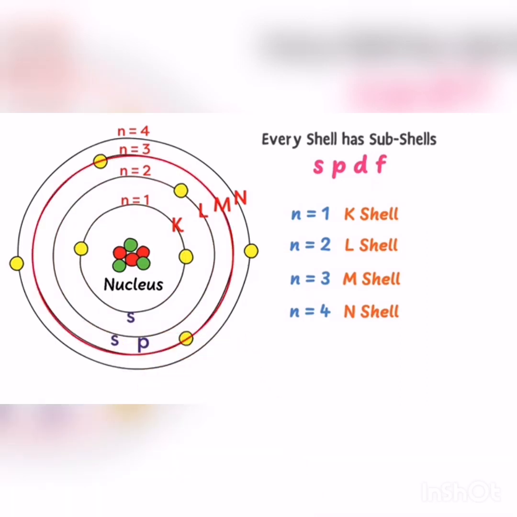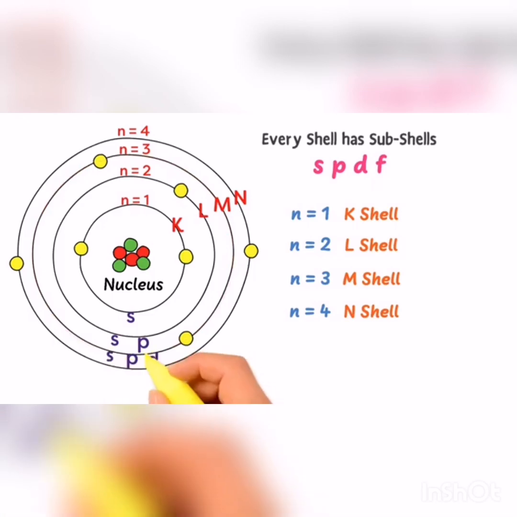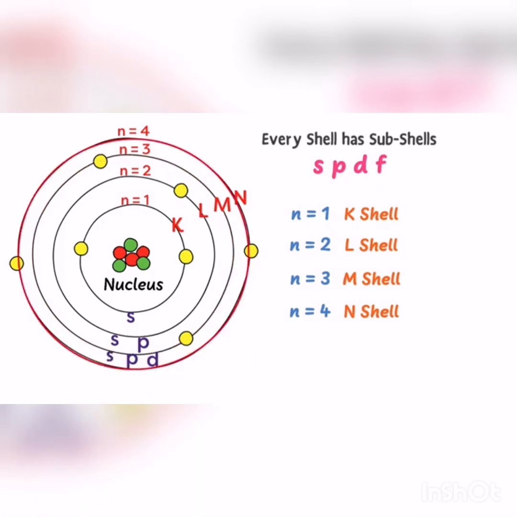The third or M shell has three subshells, s, p and d, while the fourth or N shell has four subshells, s, p, d, f. The easiest trick to remember the subshells is: the first shell has only one subshell, the second shell has two subshells, the third shell has three subshells, and the fourth shell has four subshells. Secondly, when you go from the first shell to the fourth shell, add one subshell successively, like s, then s, p, then s, p, d, and then s, p, d, f.